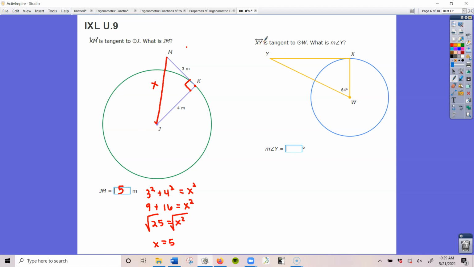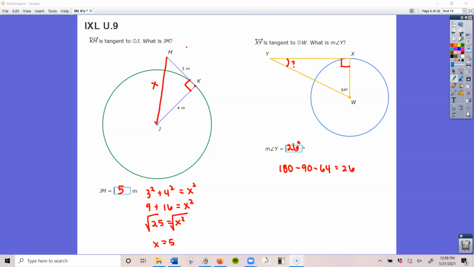Over here, XY is tangent to circle W. What is the measure of angle Y? So this is what I'm trying to solve for. Now remember, this is a tangent, and it's always perpendicular to the radius. So this is a 90-degree triangle, but all triangles have to add up to 180. So we would do 180 minus 90, because of this here, minus the 64, and that's going to give you this leftover angle here, which is equal to 26. You can also do, since this is always going to be 90, you can just always do 90 minus the 64, and that's going to give you the 26.